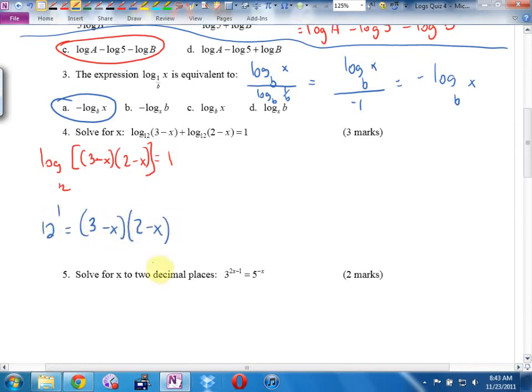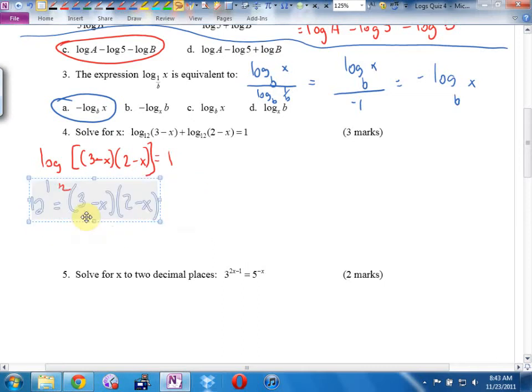I'm already sensing I'm probably going to need more room. So, Mr. Dueck, move that up a little bit like that. And I'm going to get rid of the 1 there. What is 12 to the 1? 12.